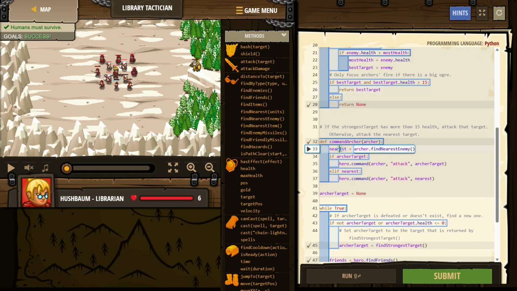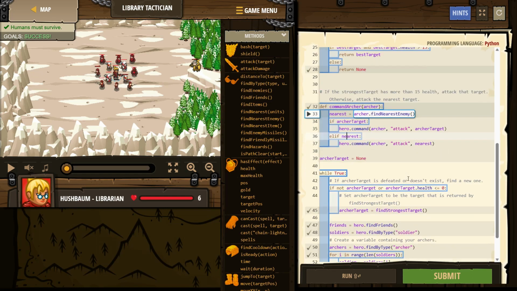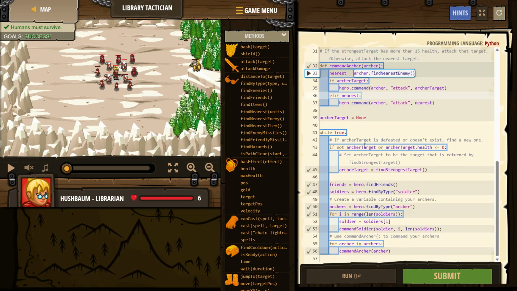Now we command the archer. Nearest is the archer's find nearest enemy. If there's an archer target, attack. Else, if there is a nearest, you attack nearest. And then while true, if archer target is defeated or does not exist, so basically that's the best target. If the best target does not exist, just go for the others. Then friends equals find friends. Soldiers equals find by type soldier. Archers, find by type archer. Then you loop through each. Remember, we talked about this in lots of videos recently. Range of soldiers, and then soldier equals soldiers, looping through i. And then you command soldier.